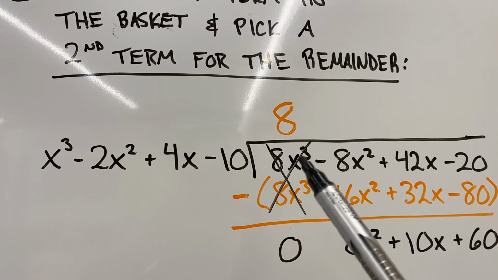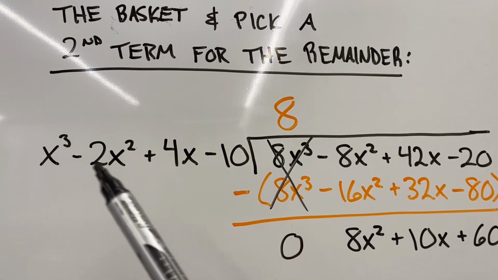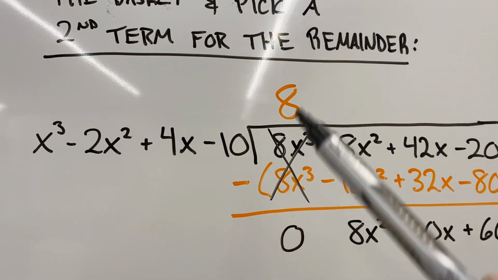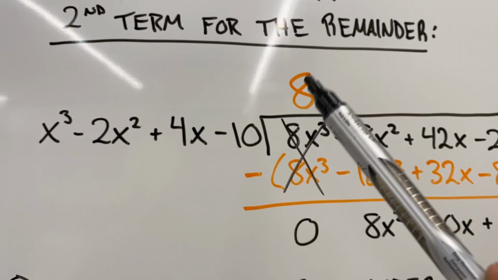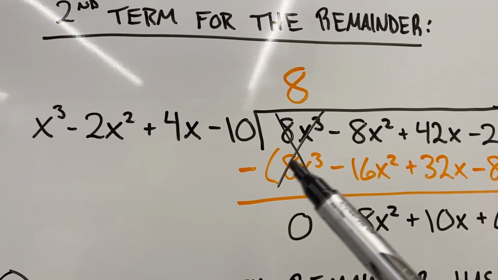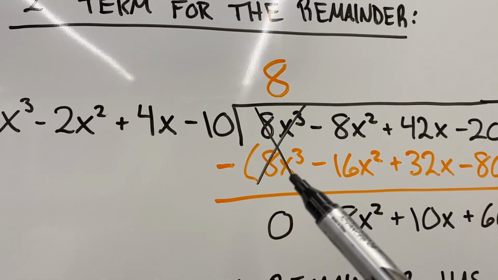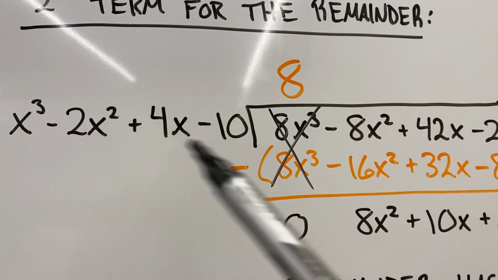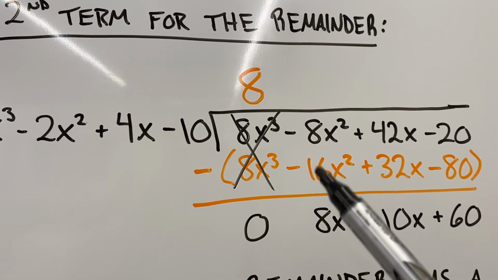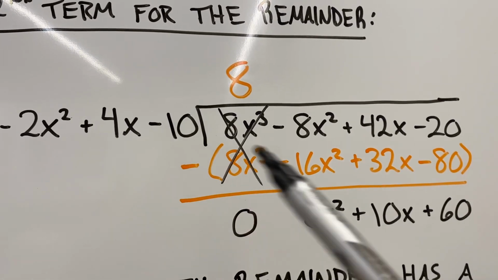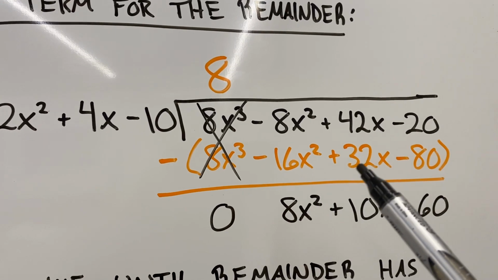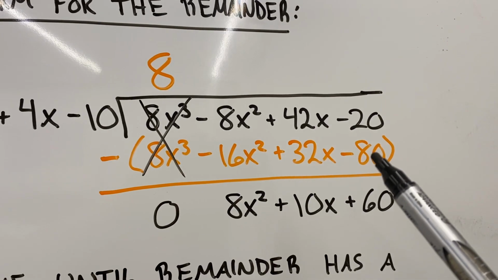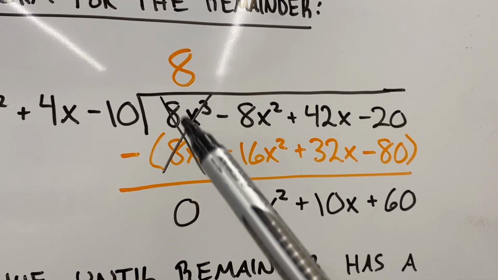We've got an 8x cubed to deal with here, and we have an x cubed over here. So intuitive solution again, we're just worried about this column to begin with. 8 times x cubed is 8x cubed. That will give us the 0. Let's go down the line. 8 times negative 2x squared is negative 16x squared. 8 times 4x is 32x. 8 times negative 10 is negative 80.